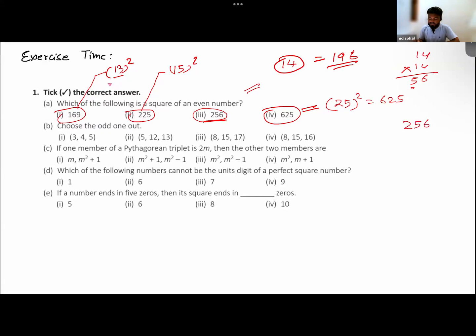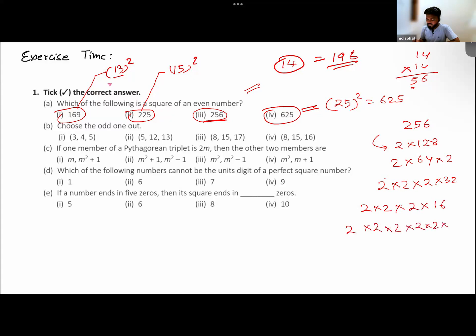Right? So take the prime factorization of 256. So we are getting one odd pair. No, 2 here is not in a pair, right? So 256 is not a perfect square number. So the answer is none of the above.